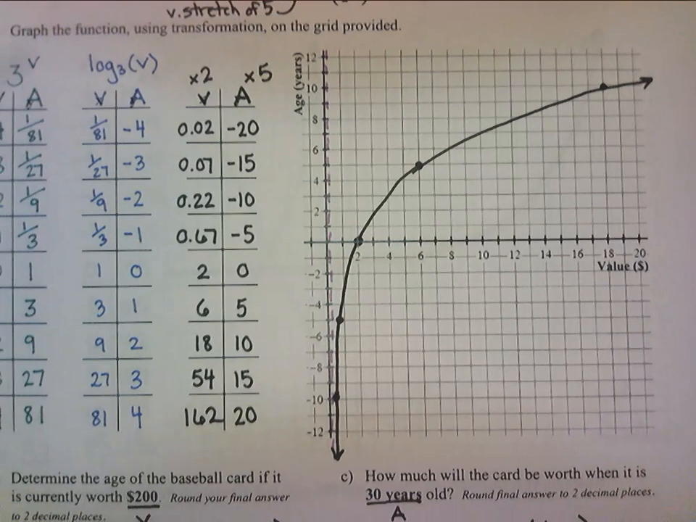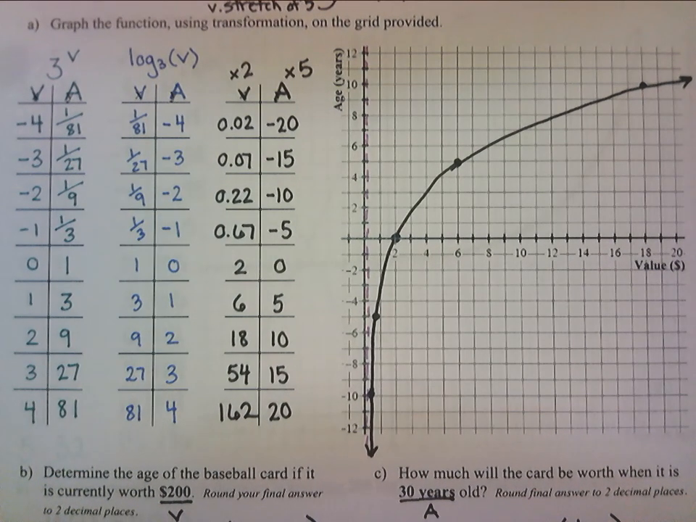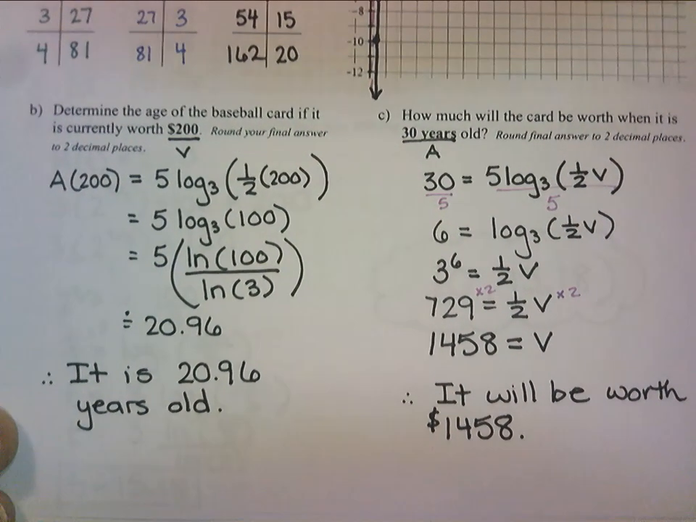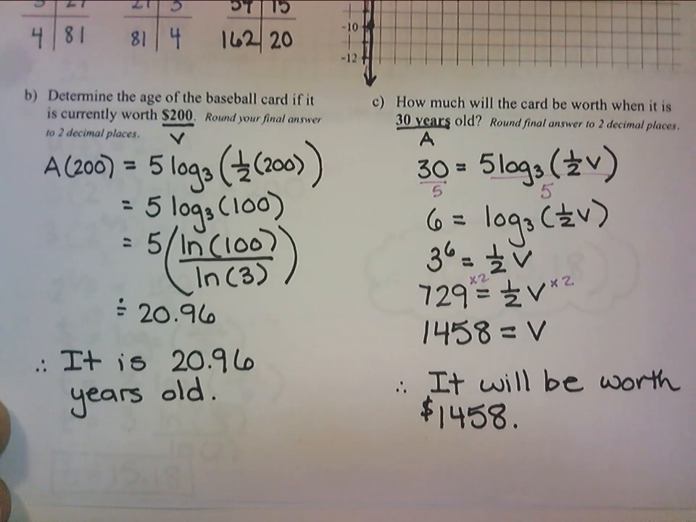Okay. Feel free at any point to pause the video, finish filling things in, but I'm going to keep talking my way through the other parts of the question. So for part B, it says determine the age of the baseball card if it is currently worth $200.